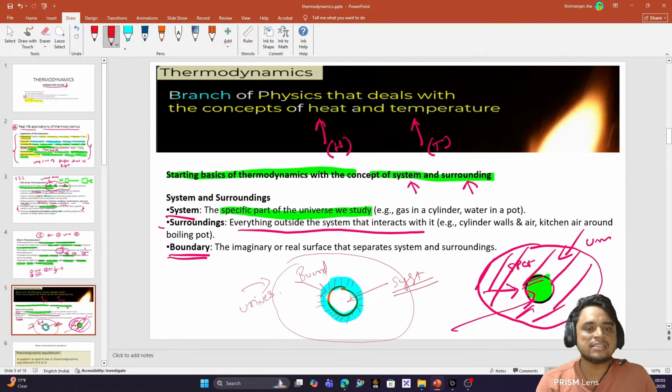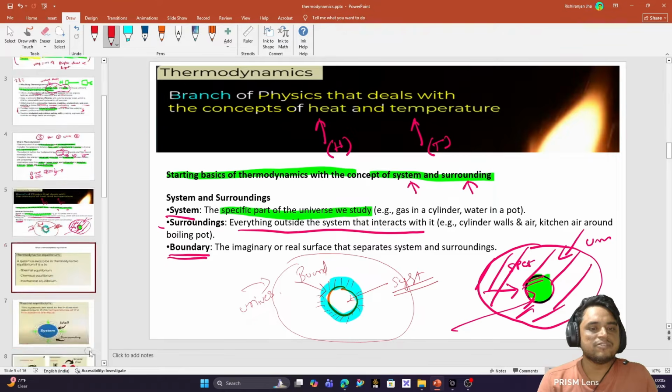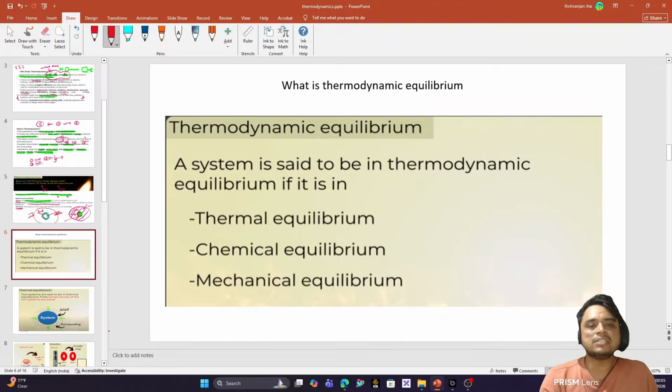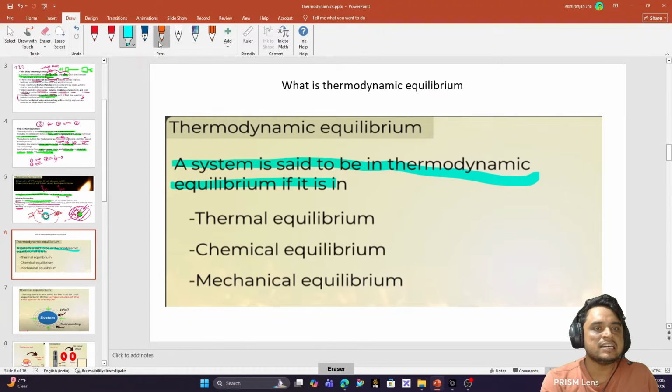I don't think it is difficult to understand this, but hope you understand what I'm trying to say, right? So let's study the boundary in detail. Before studying the boundary, we will study thermodynamic equilibrium. A system is said to be in thermodynamic equilibrium if it is in either one of three states: thermal equilibrium, chemical equilibrium, or mechanical equilibrium, right?